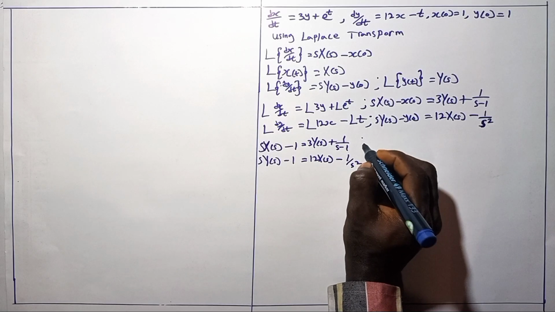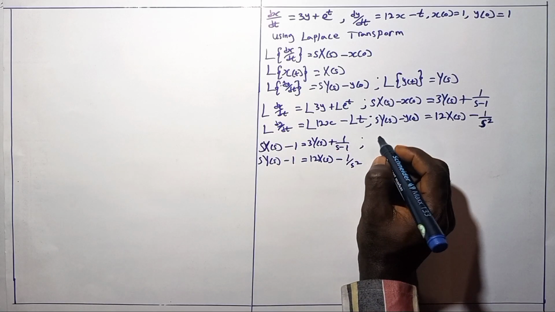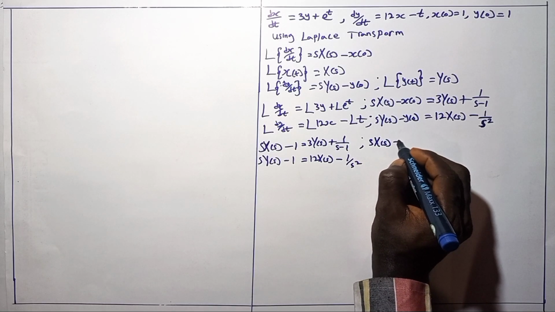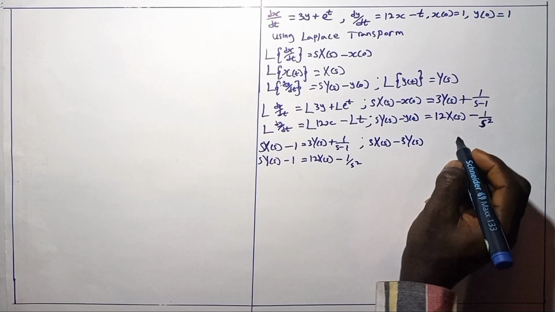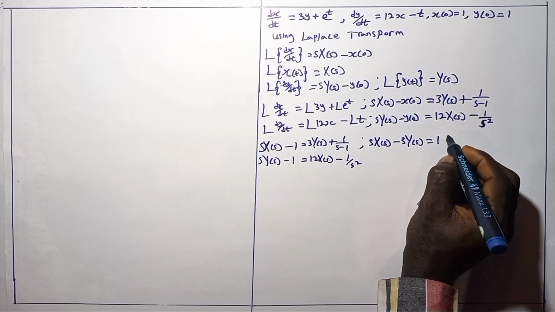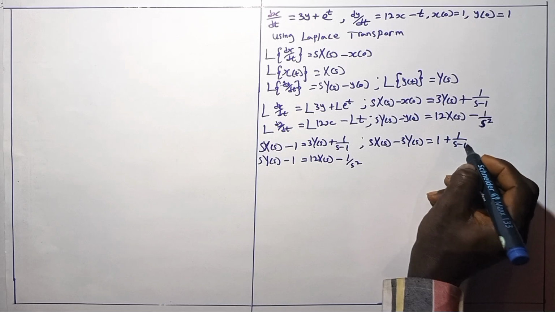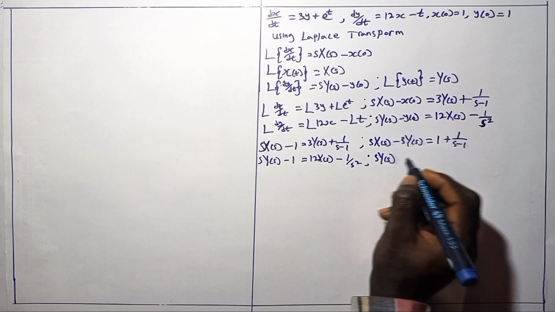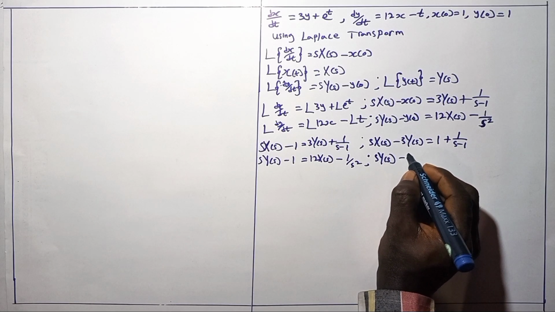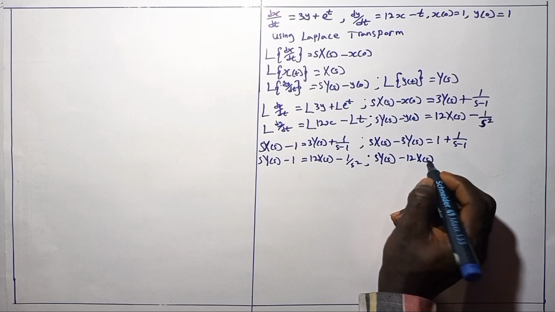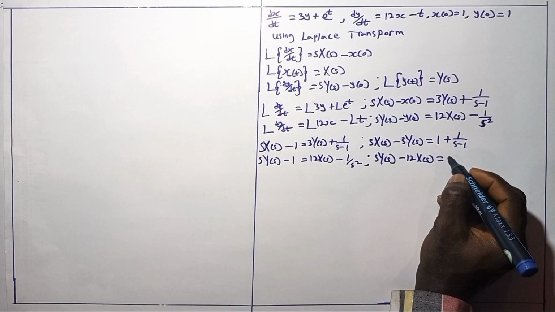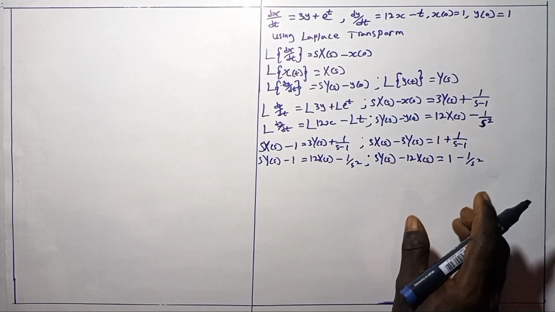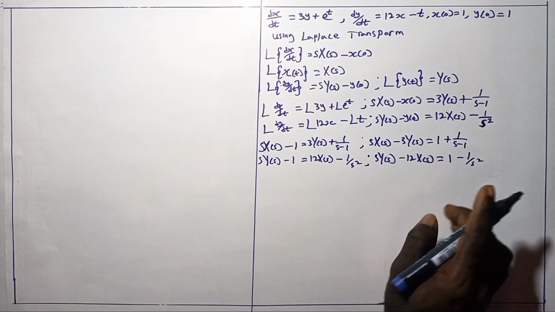So for this now, we have s x of s minus 3 y of s is equal to 1 plus 1 over s minus 1. Then for this, we have y of s minus 12 x of s equals to 1 minus 1 over s square. So that's for this now.